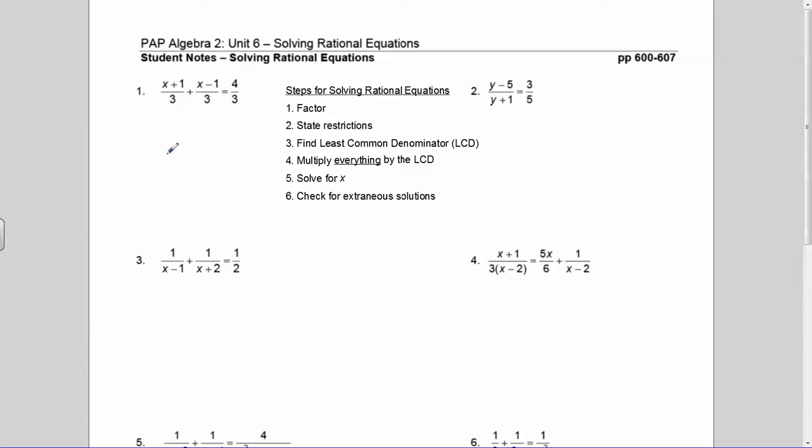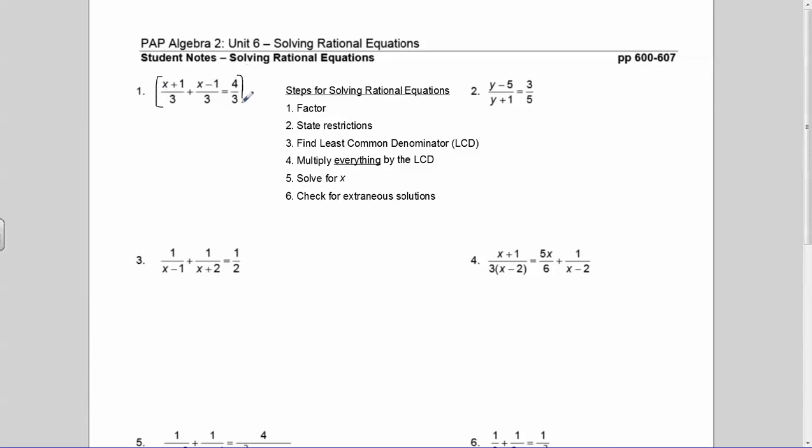So let's work out number one following these steps. First is to factor. With number one, there is nothing to factor, so we can move to number two. State any restrictions. With a denominator of 3, there's no instance in which the denominators will be 0 here, so there are no restrictions. Third, we're going to find the least common denominator. In this case, the least common denominator is pretty easy. It's just going to be 3. So we'll go ahead and multiply everything by that least common denominator.